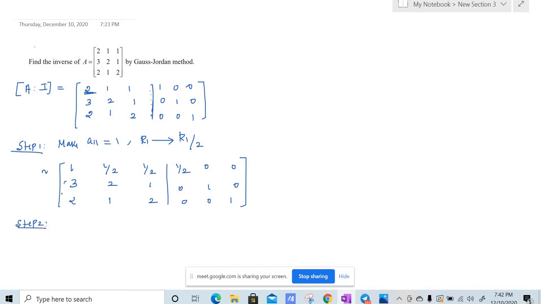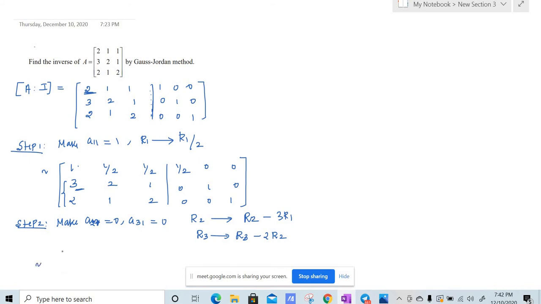Now step 2. Now step 2 is we need to make these two elements 0, right? Make a21 is equal to 0 and a31 is equal to 0 with the help of a11. So what I'm going to do is use r2 is equal to r2 minus 3 times r1 and r3 is equal to r3 minus 2 times r1, right? When we do these two operations, these two elements will be 0.